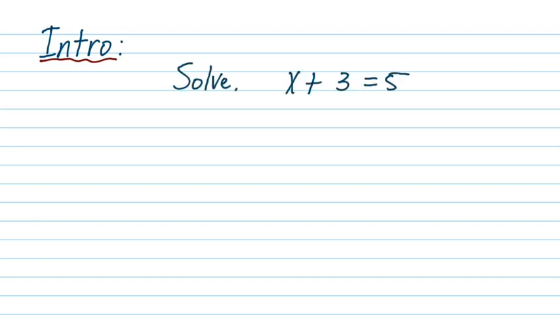If I say solve x plus 3 equals 5, first of all, this is an equation because it's got an equal sign in it. And the question is, what am I asking you to find? Well, when you solve an equation, you're looking for a value for the variable, in this case x, that if you substitute it in, it makes the equation true. So in this problem, the solution is 2.